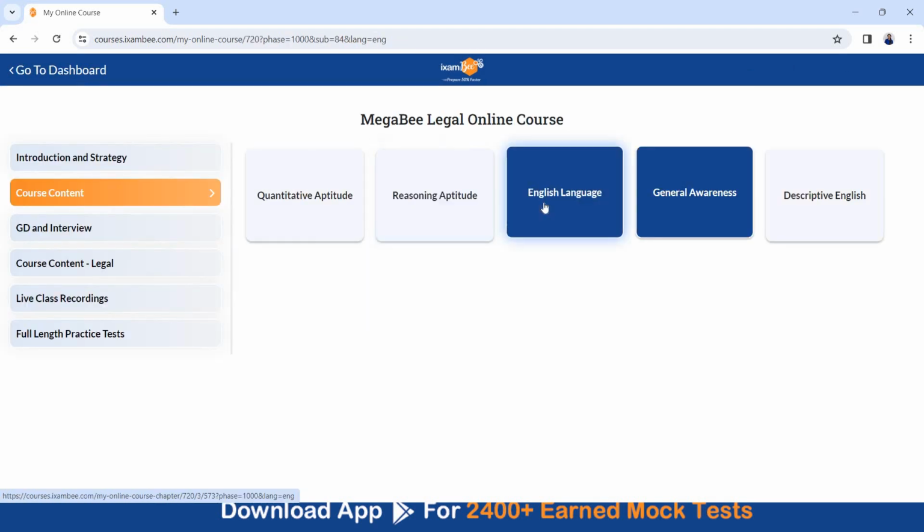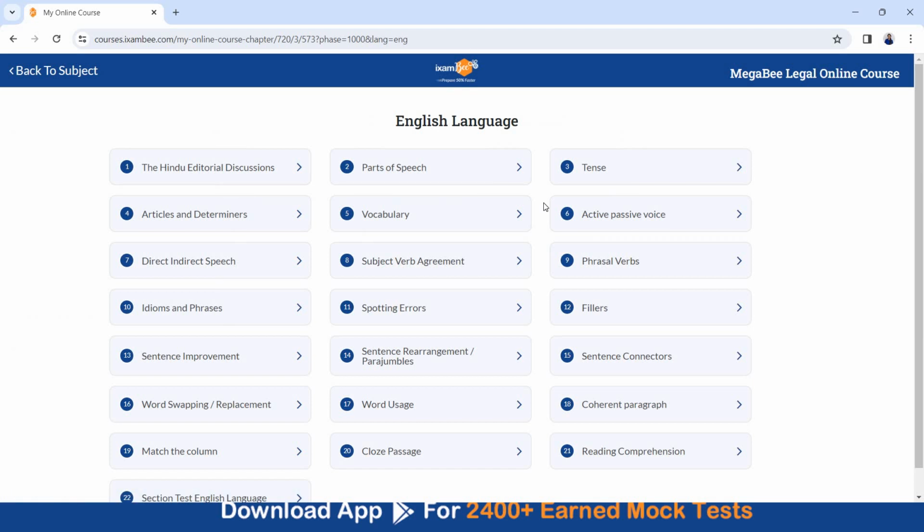Then coming to English. If you are strong in English, if your basics are good, then you may skip these initial 8 to 10 chapters: parts of speech, tenses, these are all basics. You can skip up to the 10th chapter or just attempt the test in these chapters. You can even use grammar books to brush up your basics related to these topics.